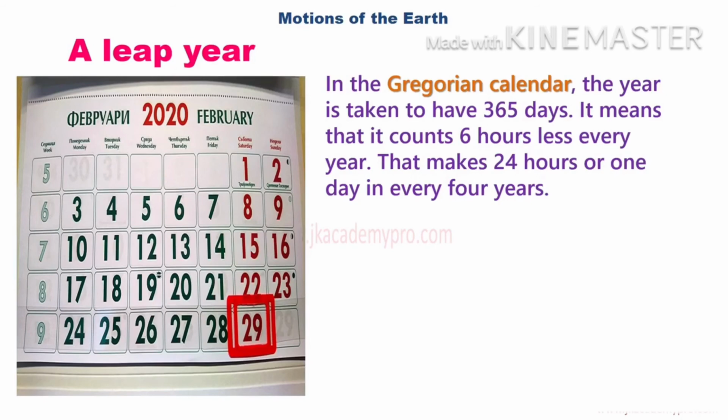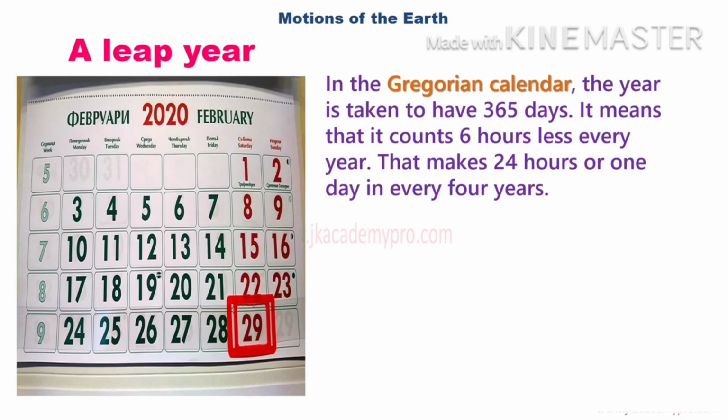Now it counts 6 hours less every year. The calendar just gives us information about days; it does not mention the hours. We know that 24 hours are there in a day. So to make up the 24 hours, or one day, every 4 years, the concept of leap year was started. Do you understand me? One year means 365 days plus 6 hours, and every year we are leaving out those 6 hours in our calendar.